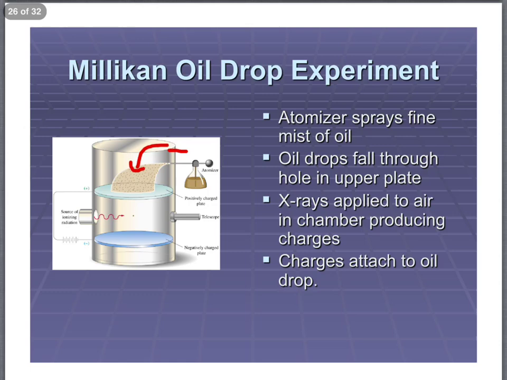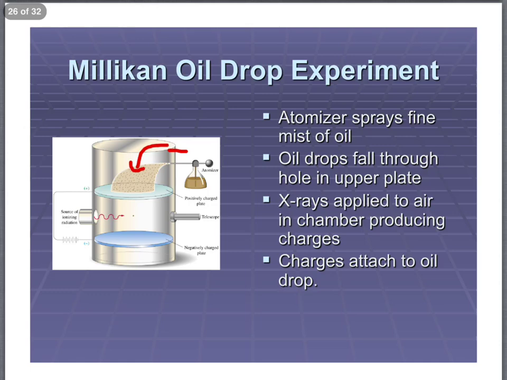Off to the side here, you can see this source of ionizing radiation. And basically what that did is it shot X-rays through this chamber. And when the X-rays hit the gas in the chamber, they would cause some of the electrons on the gas particles to separate from the atoms of gas. So you have these free electrons in this chamber, and they would cling to that drop of oil.